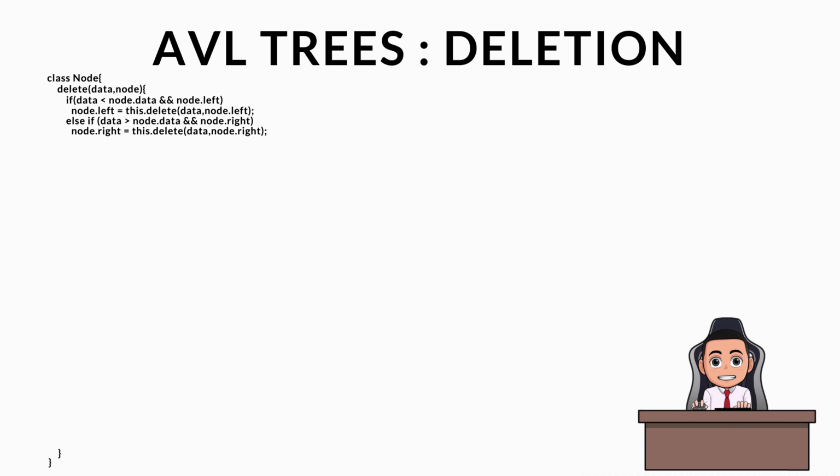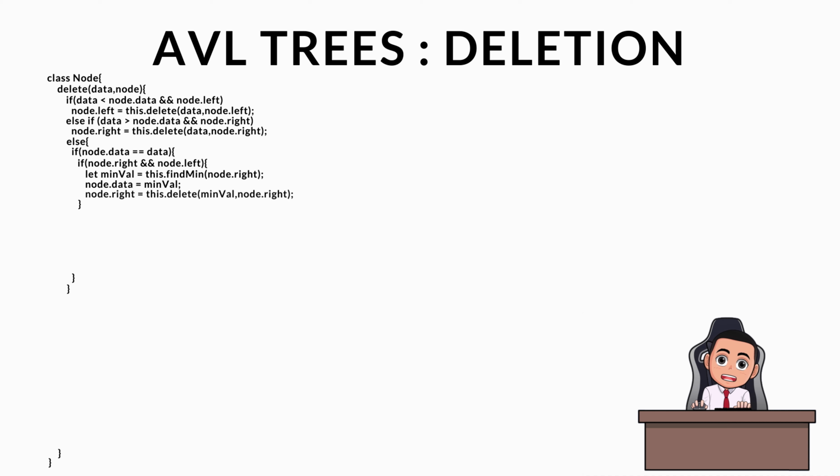Once that's done, we check to see if the data is equal to the data of the current node we're at. If it is, that means that we found a node to delete. Handling the case, if we have 2 children, we find the smallest value within the right subtree. We then replace the data of the current node we're at with the smallest value that we found, and then we go ahead and search the right subtree to delete the duplicate value.